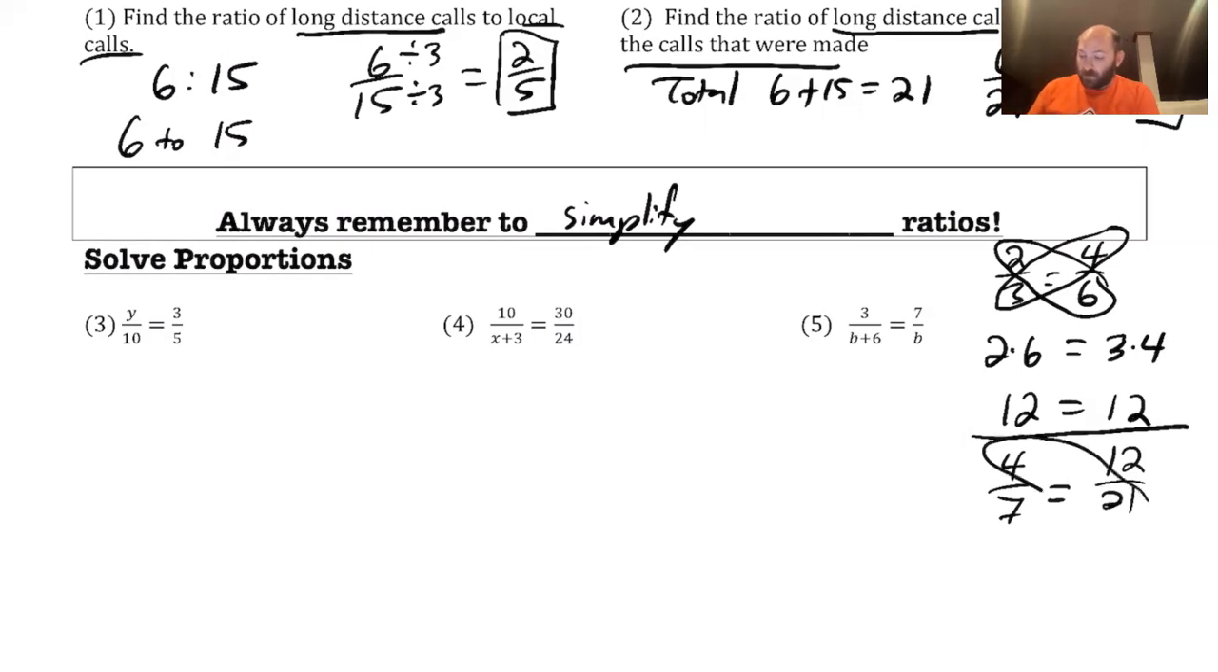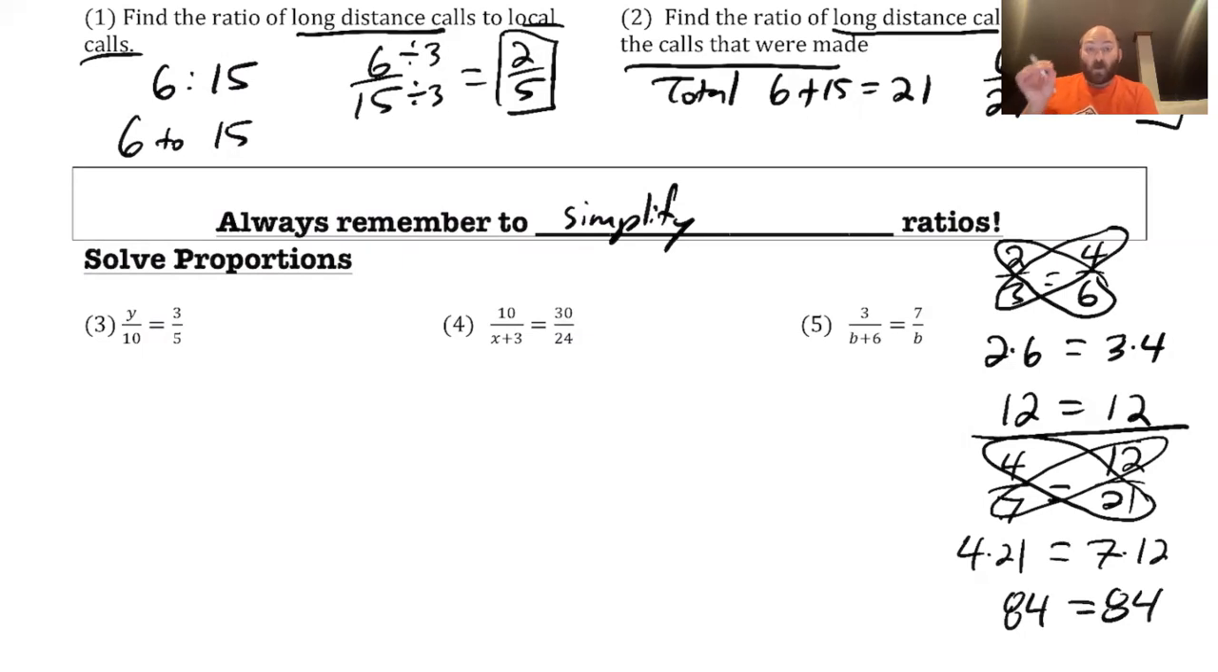And watch what happens. I'm going to do these cross multiplications. So I have 4 times 21 and then 7 times 12. 4 times 21 is going to give me 84. 7 times 12 is going to give me 84. Okay, so this is the main concept for solving our proportions here, because no matter what, if two ratios are equal to each other, then their cross multiplications are also equal to each other. So that's what I'm going to do here.